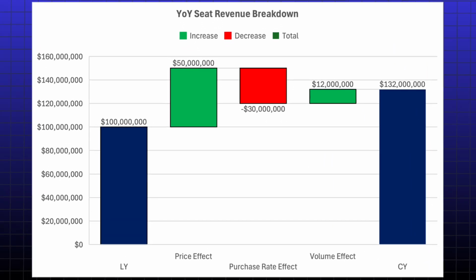The waterfall chart that I'm about to show you is going to do a really good job at making us clearly see how much of that 32 million gap is coming from the price, coming from the purchase rate, and coming from the volume. Once we actually create the waterfall chart, it should look something like this. Now I'm going to show you actually how to do this.